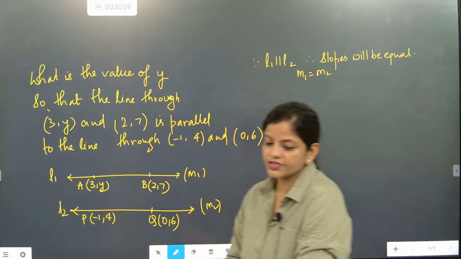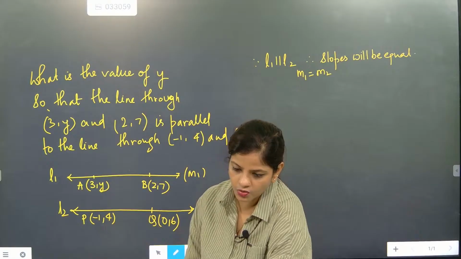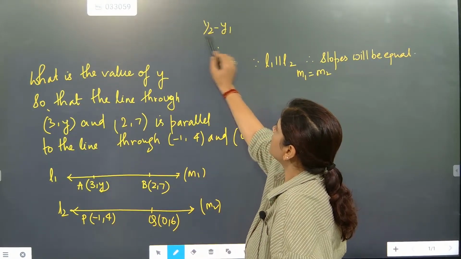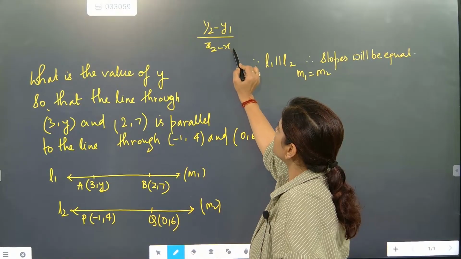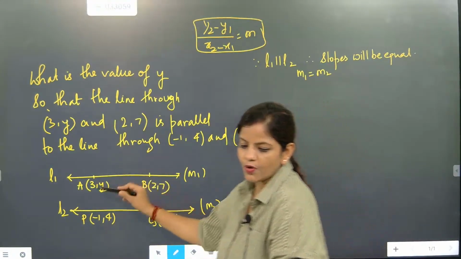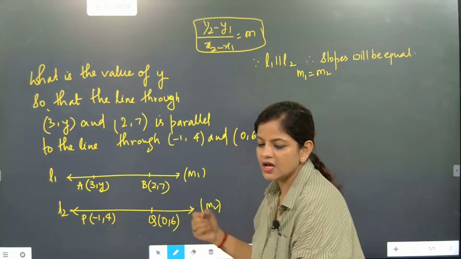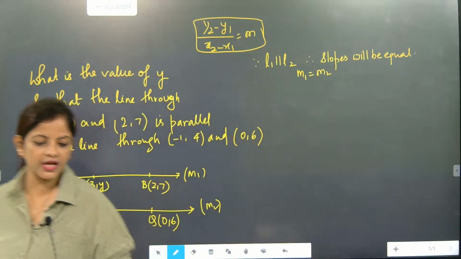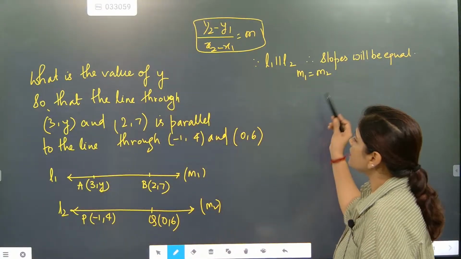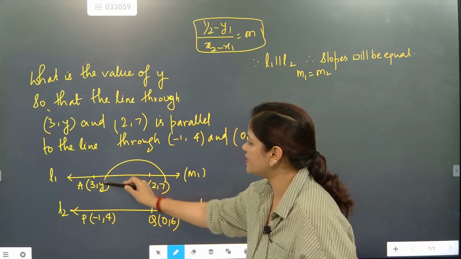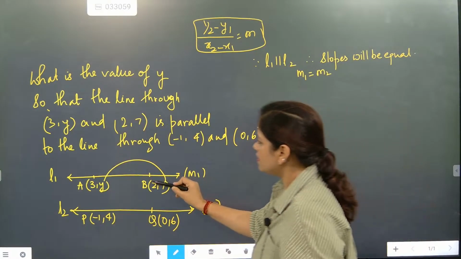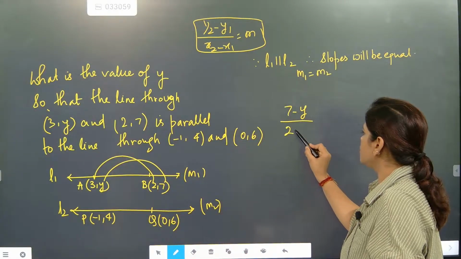Just now in the morning we learned the slope formula. And what was the slope formula? y2 minus y1 by x2 minus x1 is equal to m. This is the formula of the slope. So our two points are there, and with the help of these two points we can find the slope. So what are we going to write, beta? Directly we will write 7 minus y, y2 minus y1, then 2 minus 3.